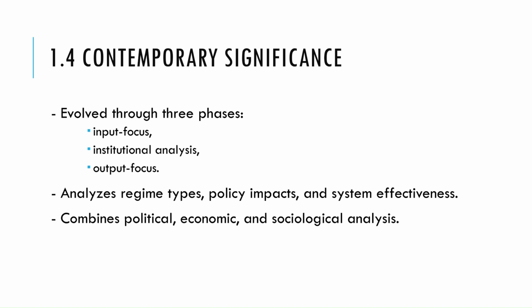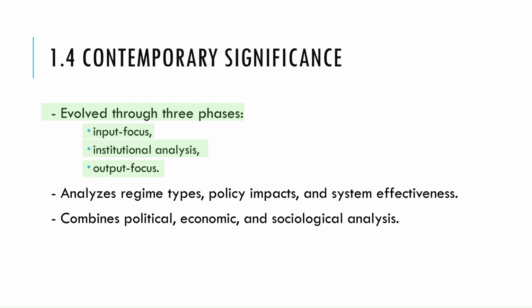Over time, comparative politics evolved in three major phases. The first phase focused on inputs, how society influences politics. Scholars studied cleavages like class, ethnicity, and religion. The second phase turned to institutions, looking at regime types like democracy or authoritarianism. This was influenced by scholars like Samuel Huntington, who emphasized political order and stability. The third phase looked at outputs, what governments actually do.